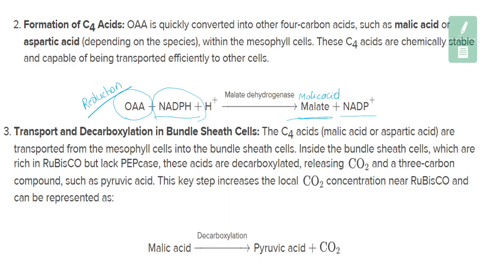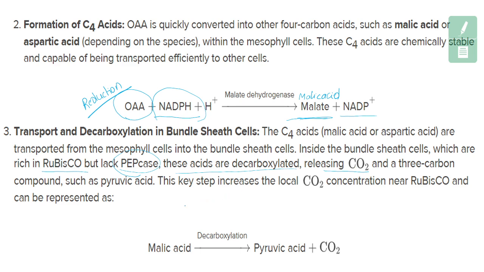Transport and decarboxylation in bundle sheath cell. C4 acids, malic acid or aspartic acid, are transported from the mesophyll cell into the bundle sheath cell. Inside the bundle sheath cell, which is rich in Rubisco but lacks PEP case, these acids are decarboxylated, releasing CO2.